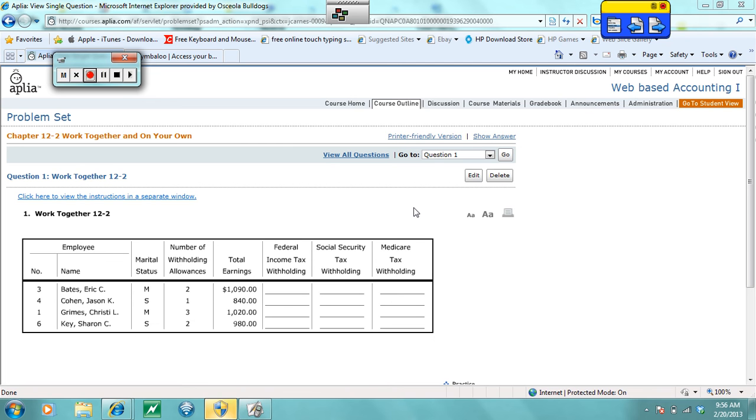Okay, let me explain something to you. When you look across on a single person, a person can be single and still have kids. That's why your instructions or your workbook tell you the number of withholding allowances. If we look at Eric Bates here, he's married, has 2 withholding allowances. So you need the married chart for him. So you go find the married chart.